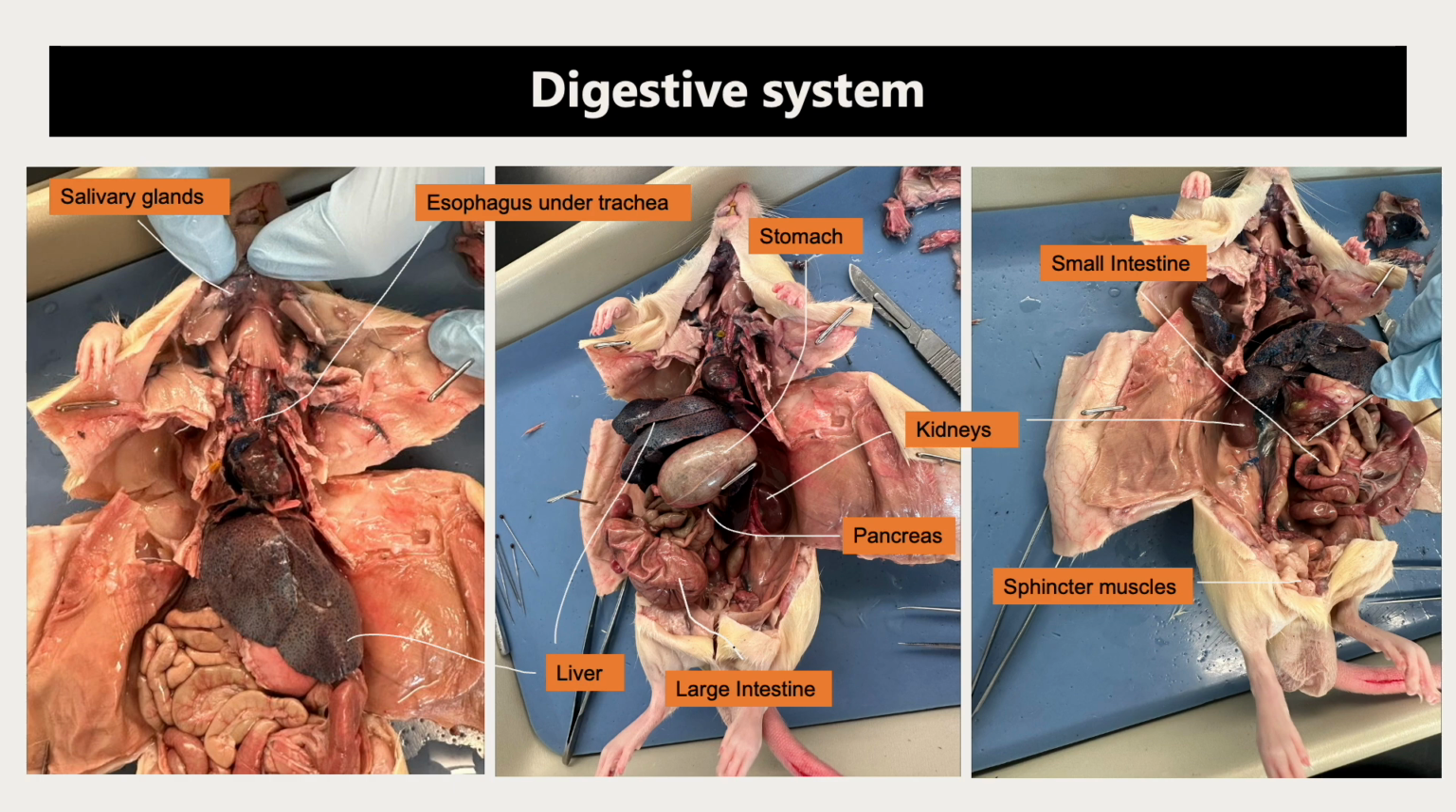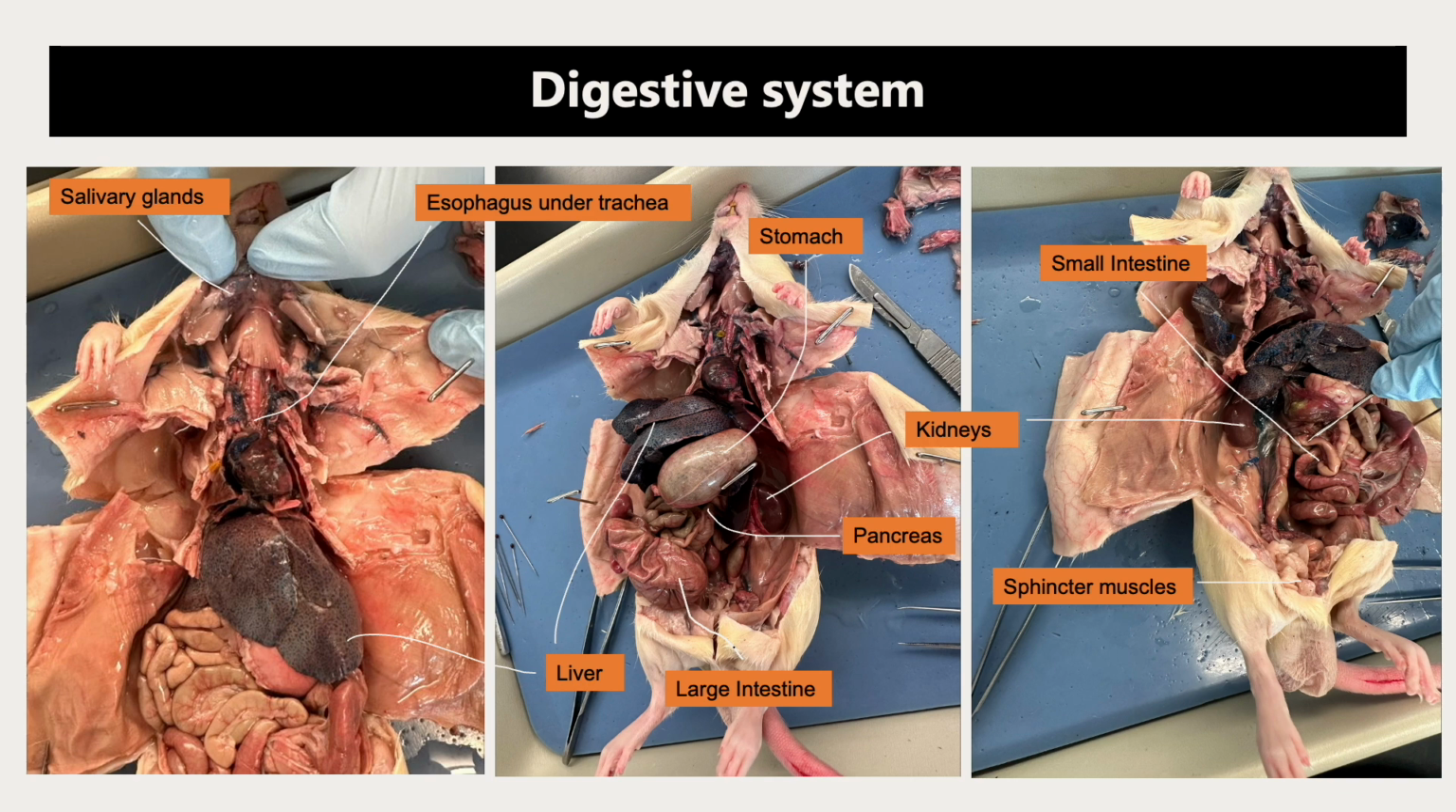And then we have our esophagus, which is underneath our trachea, so it's not actually visible. Our stomach here with this giant bulb thing. Then we have the liver, which is this giant black organ here. Then we have the large intestine, which was kind of deflated, but it's the giant tube next to our small intestine.